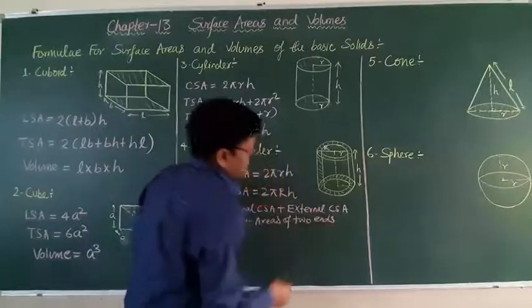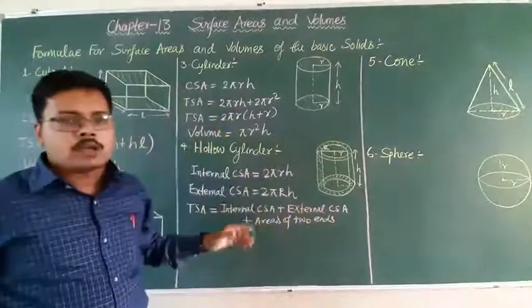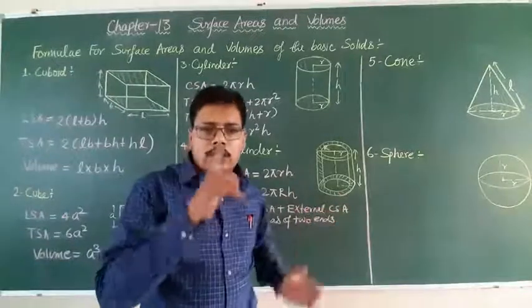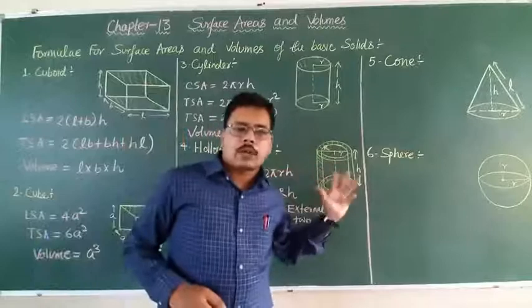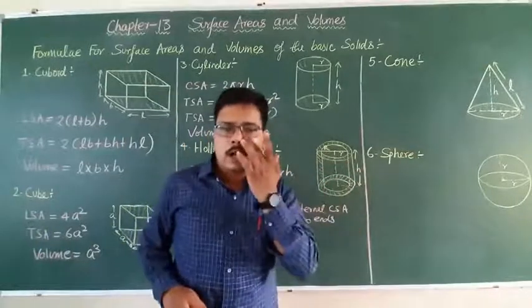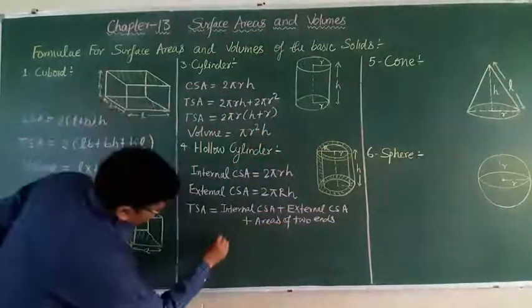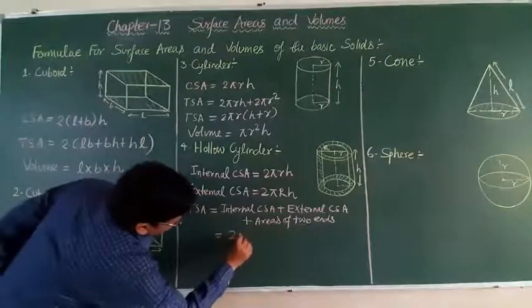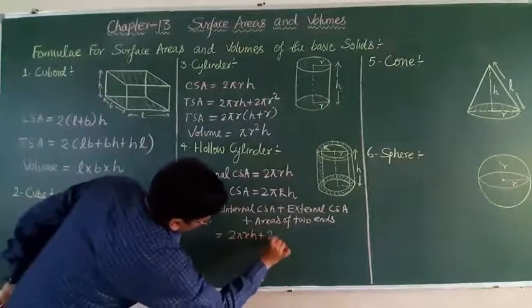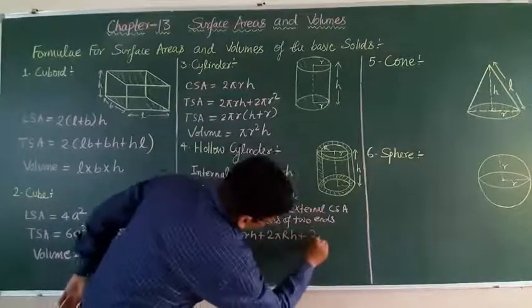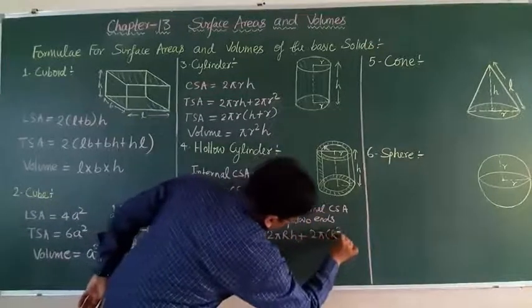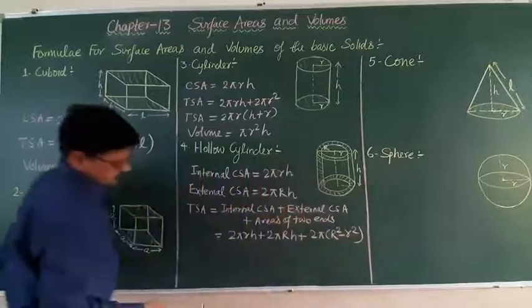2 inch, that means one is the top and one is the bottom, and top and bottom is what? Like a ring shape, you know, and area of ring is what? Pi capital R square minus pi small r square. So it will be 2 pi small r h plus 2 pi capital R h plus 2 pi bracket capital R square minus small r square.